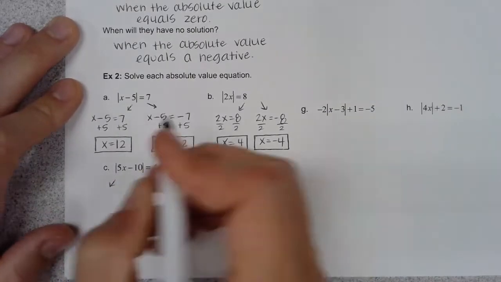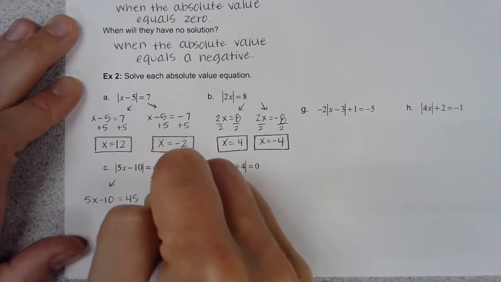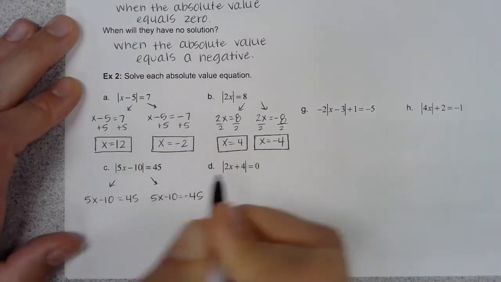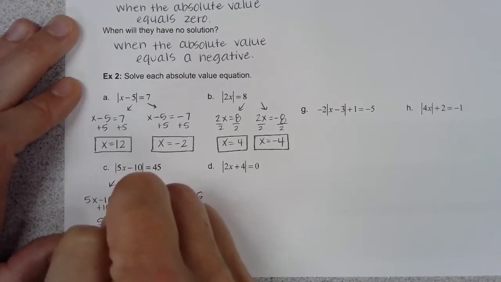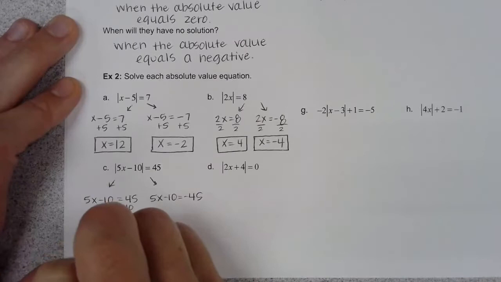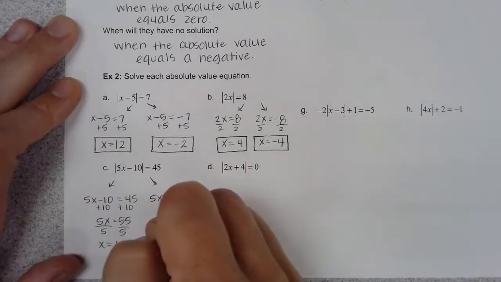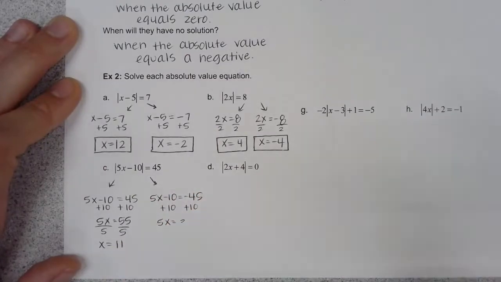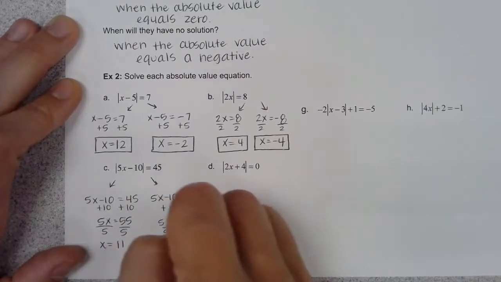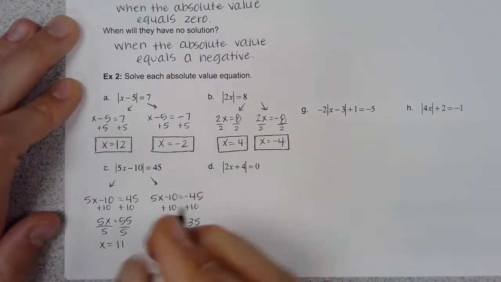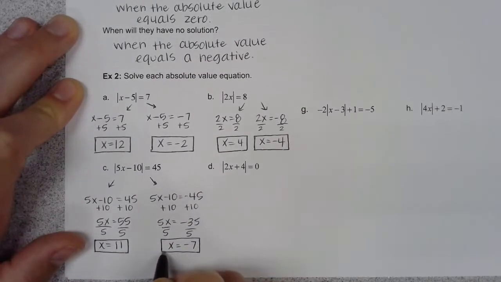The bars are already all by themselves, so the inside can equal +45, or the inside could equal -45. And then I'll go through and solve each of these separately. So x equals 11 will be my first solution, and then I'll go through and solve this one separately over here. So the work for these are not connected to each other. You're solving them as two separate equations. So for this one, my two solutions will be x equals +11 and then x equals -7.